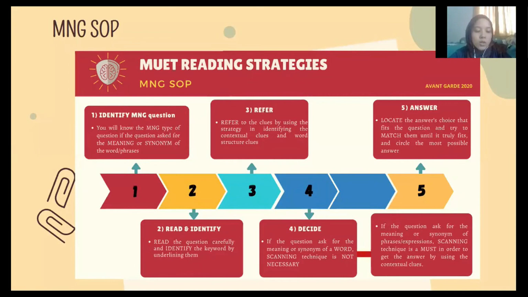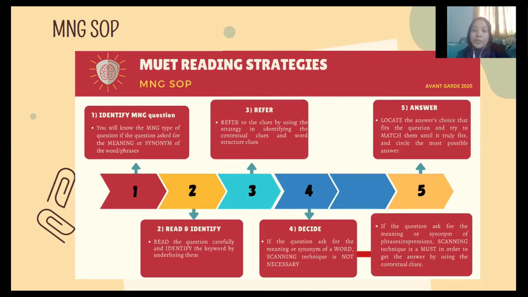Okay, the first thing to do when we are answering the MNG type of questions is to identify the MNG type of questions. How can we know that it is an MNG type of question? You will know if the question asks for the meaning or synonym of the word or phrases. The second step is to read and identify the question carefully, finding the keyword and underlining it, to get the clearest view of what we are searching for or determining. The third step is to refer.